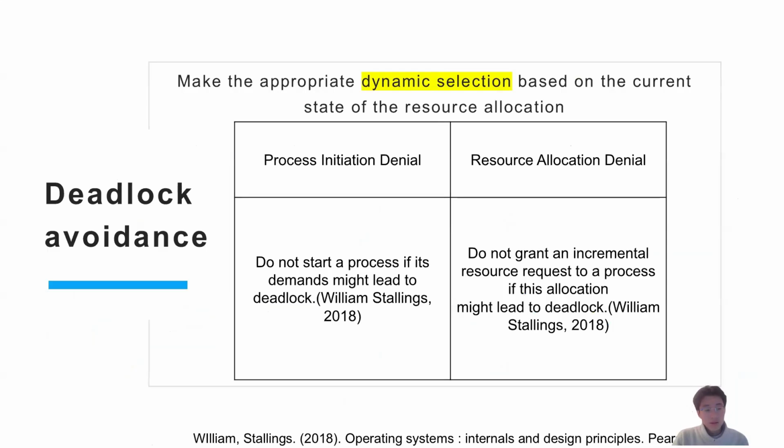Another method is avoidance. The first thing is process initiation denial: do not start a process if its demands might lead to deadlock. And the next one is resource allocation denial: do not grant an incremental resource request to a process if this allocation might lead to deadlock.